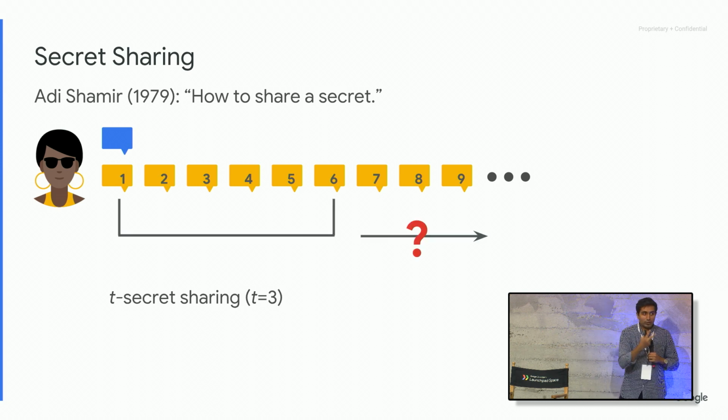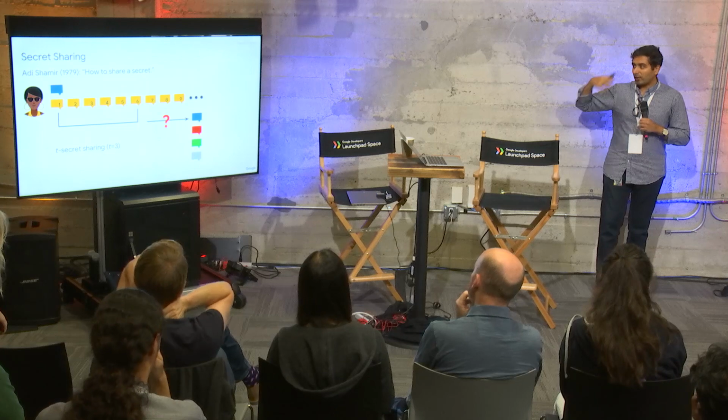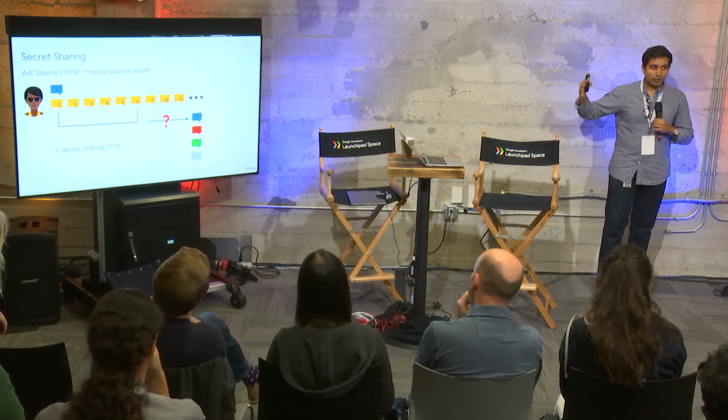But the moment you have only 2 secret shares, and again, this could be any 2 secret shares, that reveals absolutely zero information about the secret. If you have just 2 shares, for example the first and the sixth share, no matter what you do with the shares, you're not able to tell whether the underlying secret is a blue secret or a red secret or a green secret and so on and so forth.